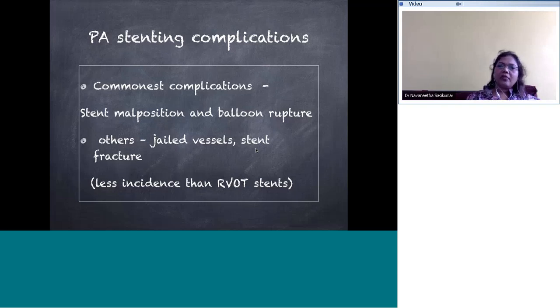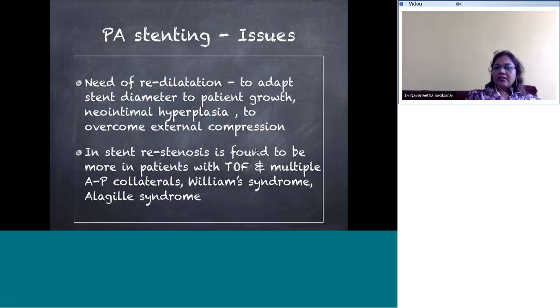Stent fracture is also a rare complication, but it is much less than if you compare with the fracture rates in RVOT stents. So, issues of PA stenting. Need of redilatation, as I mentioned, to adapt the stent diameter to the patient's growth, or sometimes to deal with neointimal hyperplasia, or sometimes to deal with external compression, you might have to redilate the stent. And as I mentioned, syndromic patients, TOF, AP collaterals, these patients are prone to have restenosis.